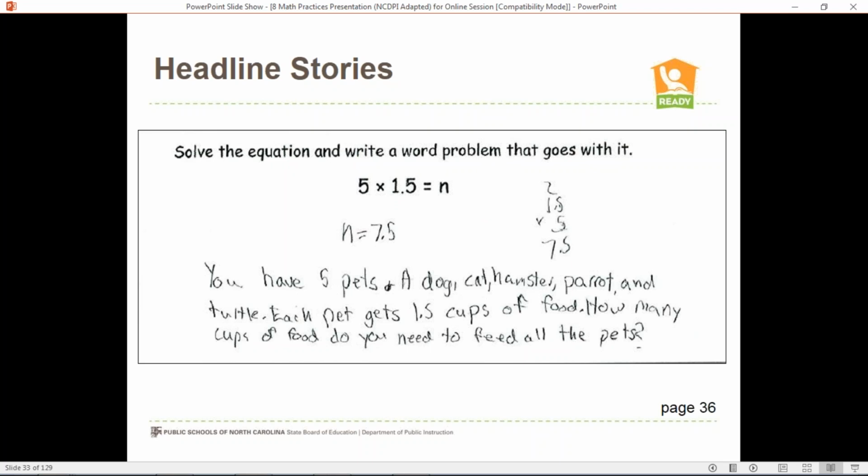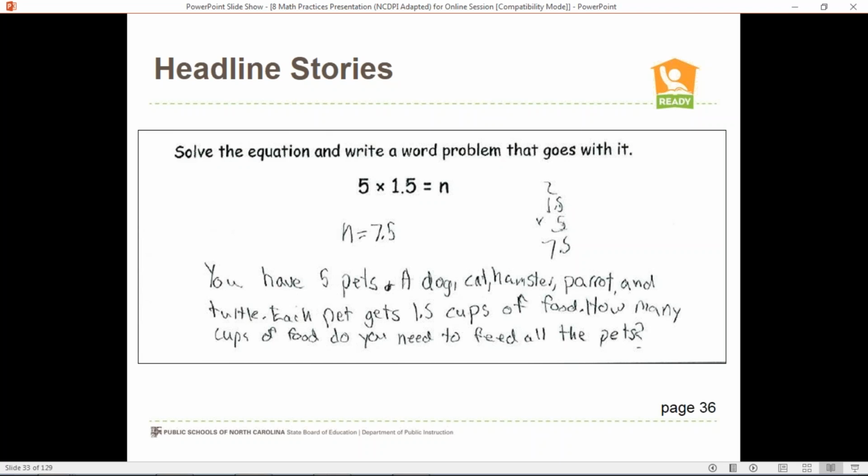So again, we see a very similar algorithm approach on the right. See the same solution. So we'd say, okay, if this was just writing down the digits, yes, they both got it right. But let's compare this student's ability to make sense of the problem and to reason abstractly and quantitatively. So this one says, you have 5 pets, a dog, a cat, a hamster, a parrot, and a turtle. So not only do we have 5 pets, we're going to tell you what those 5 pets are. Each pet gets 1.5 cups of food.